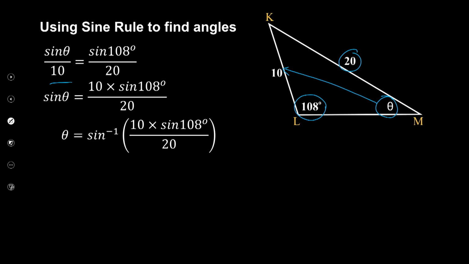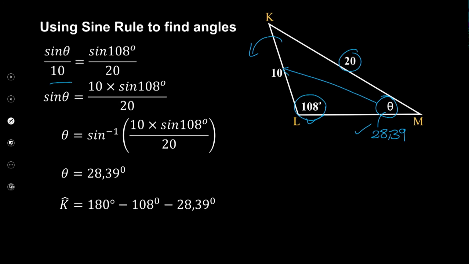And so we get an answer of theta being shift sine, and we put this into our calculator, substitute all of these into our calculator, we'll get an answer of theta equals 28,39. So this angle is 28,39. Now, we need to find angle K using the 3 angles of a triangle. So we've got 108, we've got 28,39. So K is easy to find now. You just subtract those from 180, and K is now 43,61.